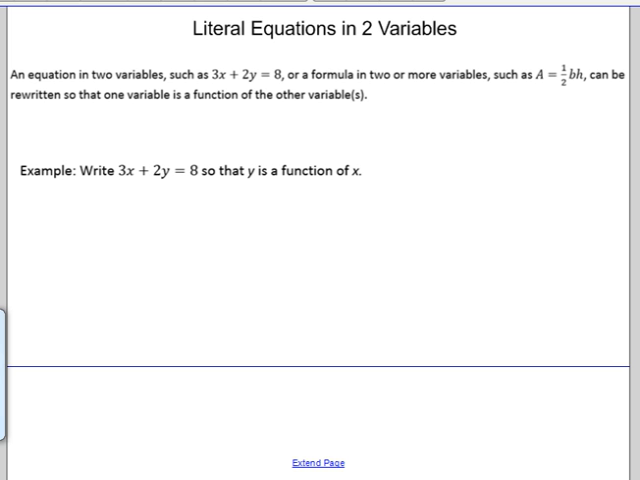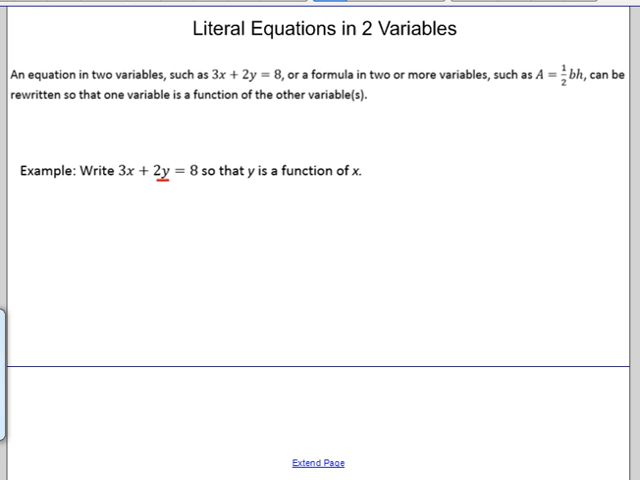All right, so an equation in two variables such as 3x plus 2y equals 8, or a formula in two or more variables such as A is equal to 1/2 b times h, can be rewritten so that one variable is a function of the other. So for example, write 3x plus 2y equals 8 so that y is a function of x. So what does this mean? It means that we want to solve for y. We want y to be a function of x. We want to be able to have y by itself, all right?